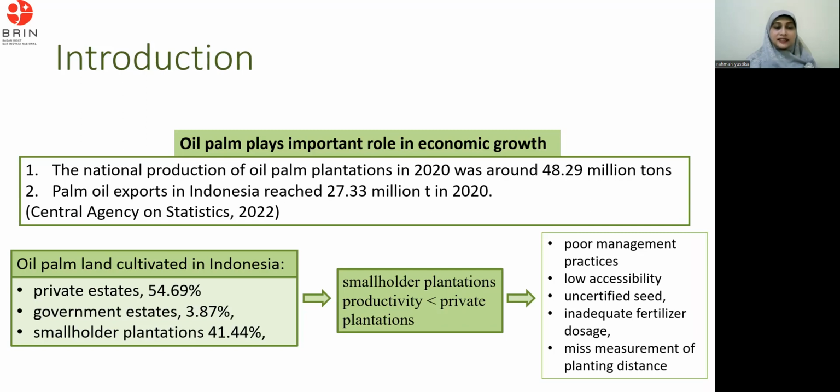54.69%, government estates 3.87%, and smallholder plantation 41.44%. Smallholder plantations commonly have lower productivity than private plantations because of, first, poor management practices, second, low accessibility, uncertified seed, inadequate fertilizer doses, and mismeasurement of planting distance.